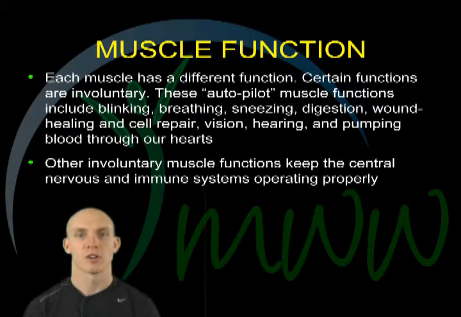Certain functions are involuntary, occurring without us having to think about them or do anything conscious to make them happen. Some of these autopilot muscle functions include blinking, breathing, sneezing, digestion, wound healing, cell repair, vision, hearing, and the pumping of blood throughout the heart. Other involuntary muscle functions maintain the central nervous system and keep the immune system operating properly.